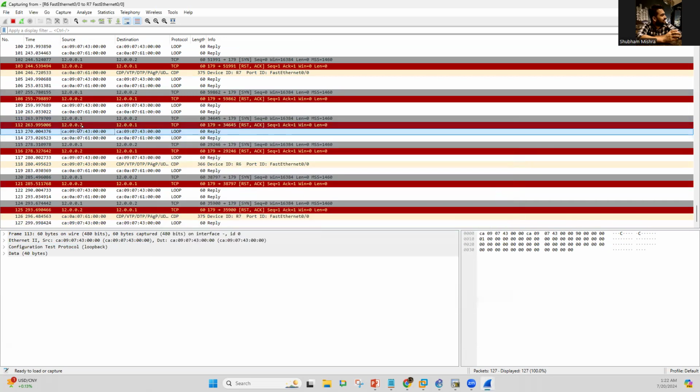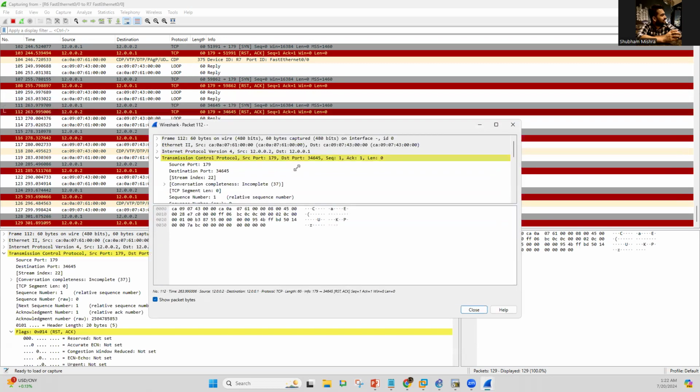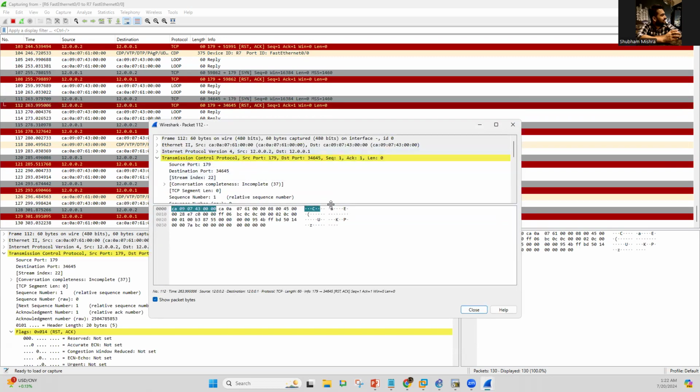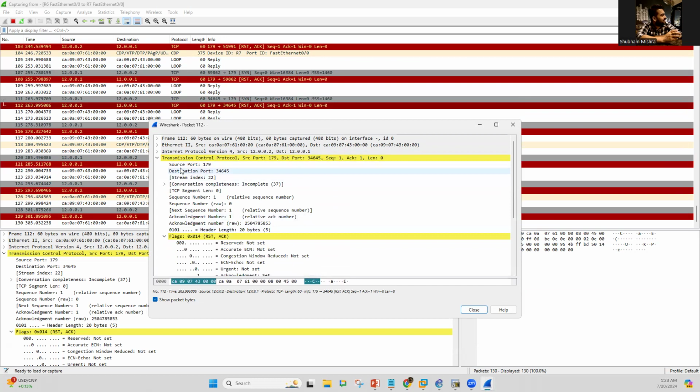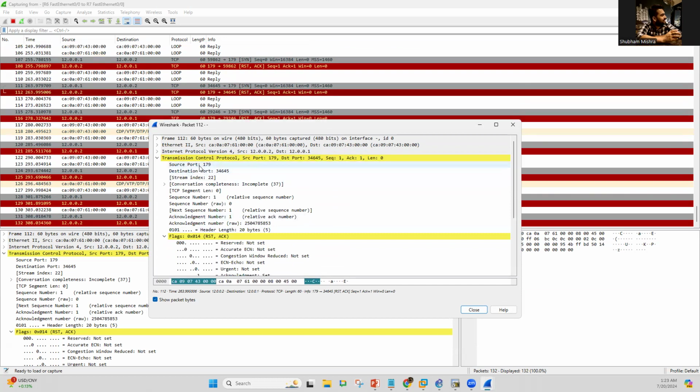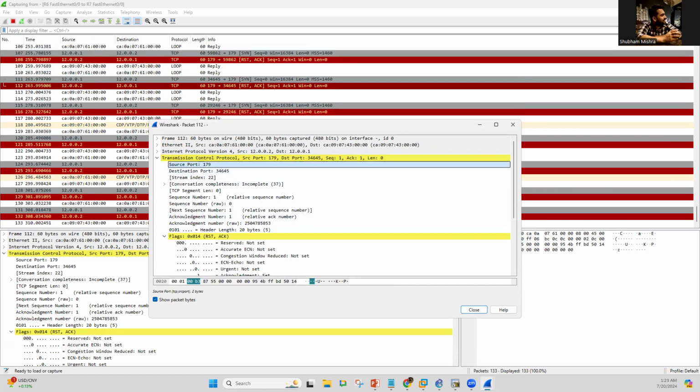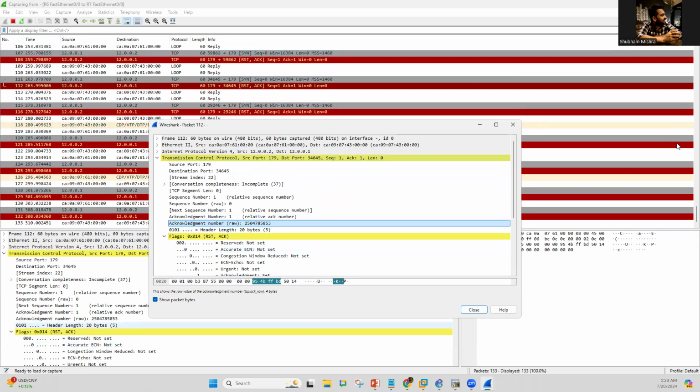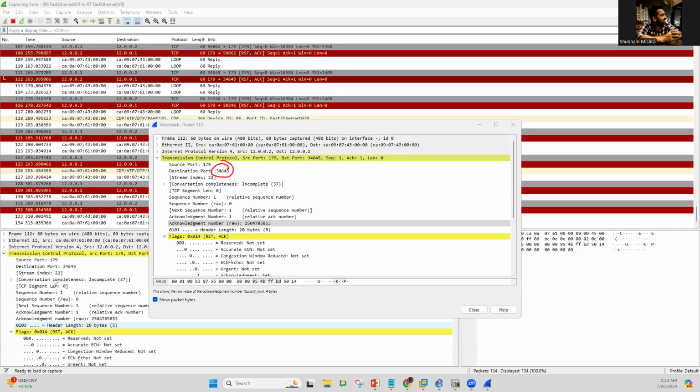Let me open one TCP packet. Who is sending? Source is this one. Now, what is the source port number? 179. Source port number is 179. Destination port number is any random port number. Yes or no?